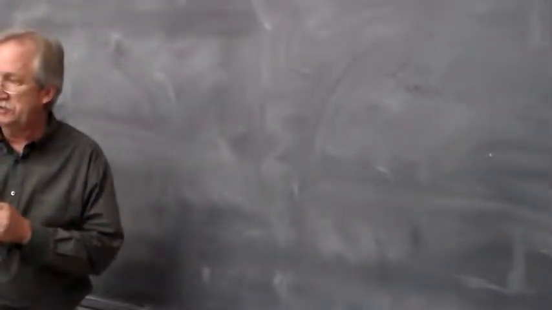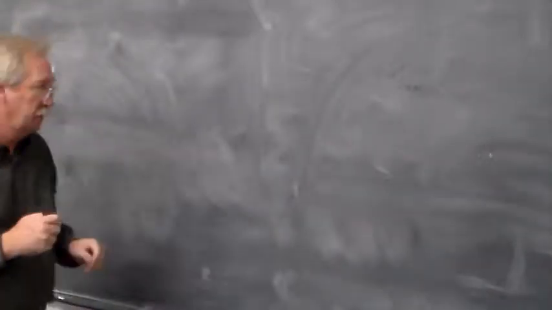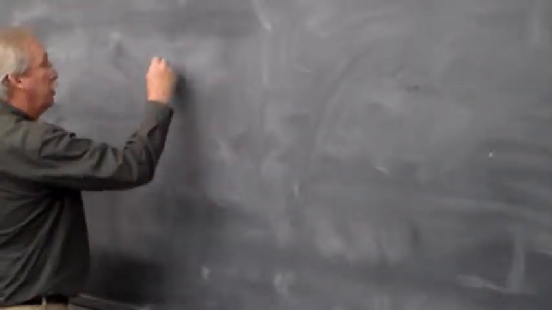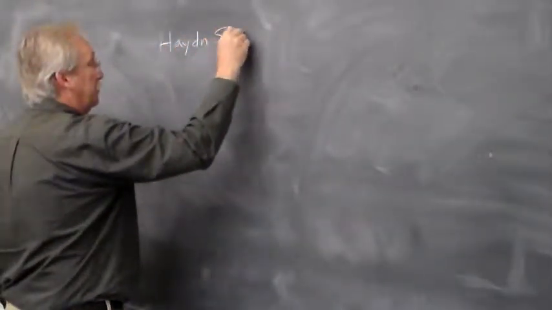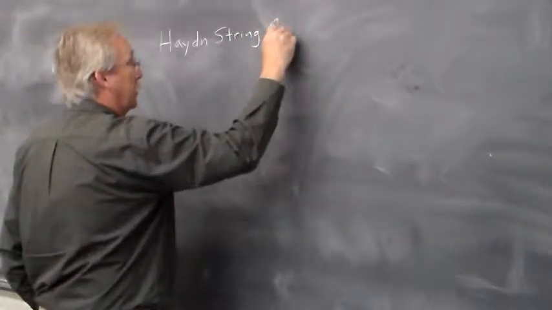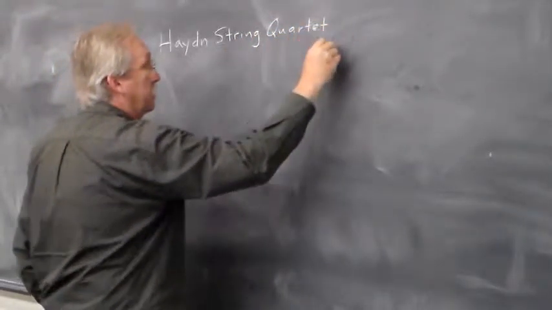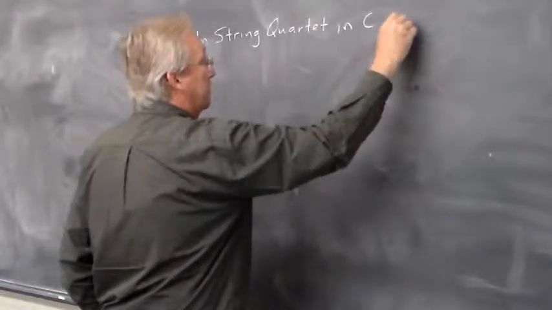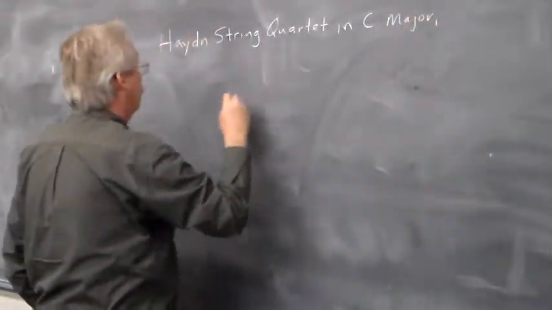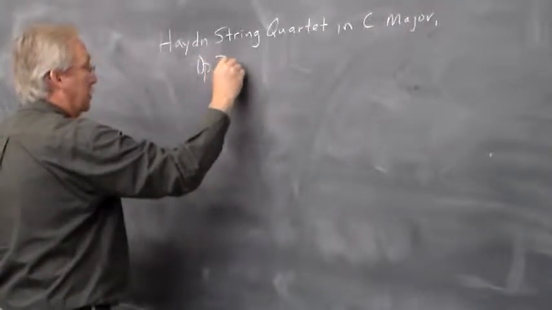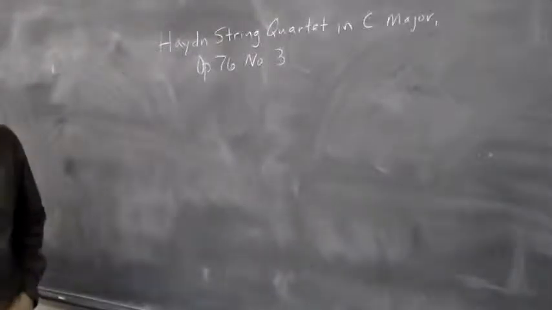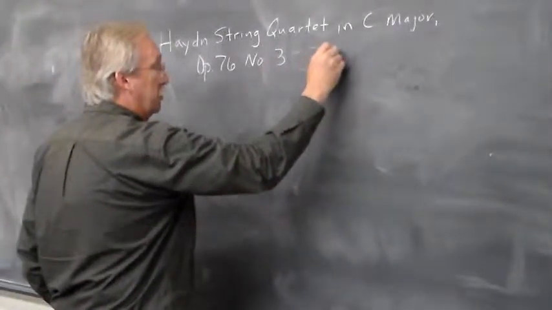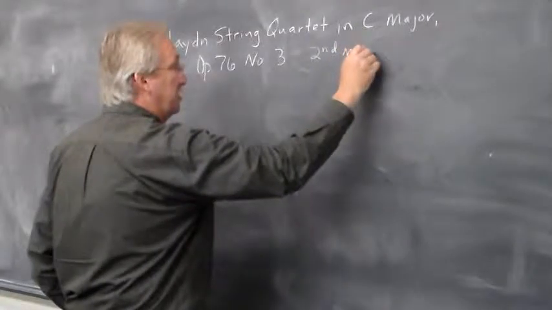Right, this morning we're going to look at several movements of string quartets from Haydn and Beethoven. So the first work that we're going to look at is the Haydn String Quartet, Opus 76, number 3, and we're listening to the second movement of this.